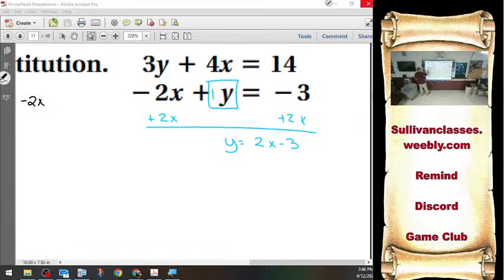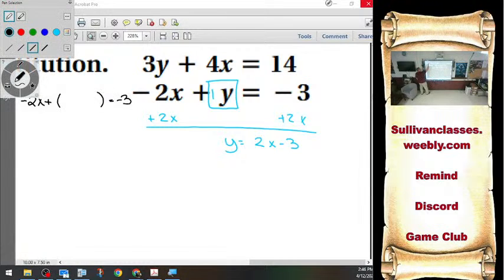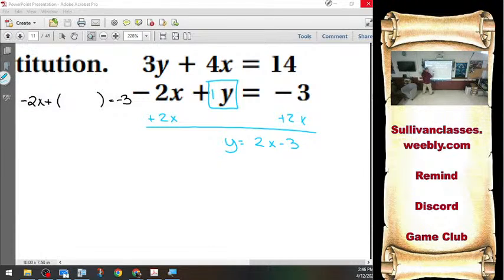If I say negative 2x plus y is negative 3, and I just said y is this stuff, look at what happens. Negative 2x plus 2x, gone. Negative 3 equals negative 3. Do you remember what that was called from first semester? They are equivalent. The answer would have been all real numbers because everything works. We called it an identity.